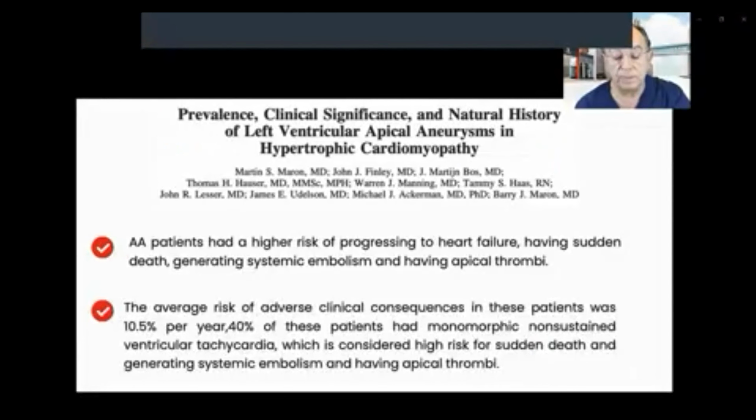For this question, it is very important to understand that patients with hypertrophic myocardiopathy can have an apical aneurysm, and we need to evaluate all of these patients for an apical aneurysm, because this anomaly is related to prevalence, clinical significance, and greater risk of other complications.